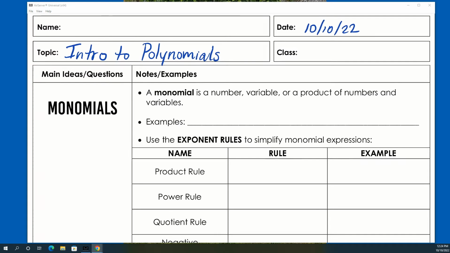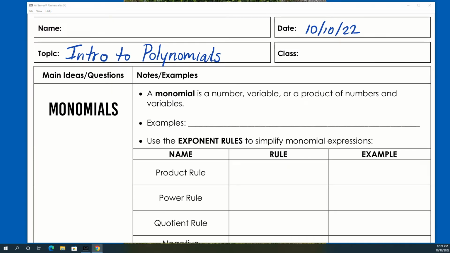All right, and then another teacher just a few minutes ago told me that these exponent rules we're going to talk about are stuff you guys learned in the 8th grade. So you may or may not remember it, but it is important and stuff that you have to use in Algebra 2. So before we talk about polynomials, let's talk about monomials.